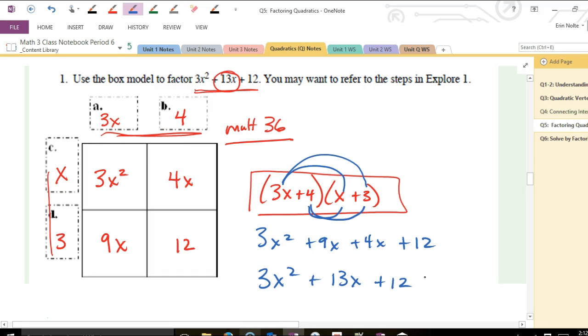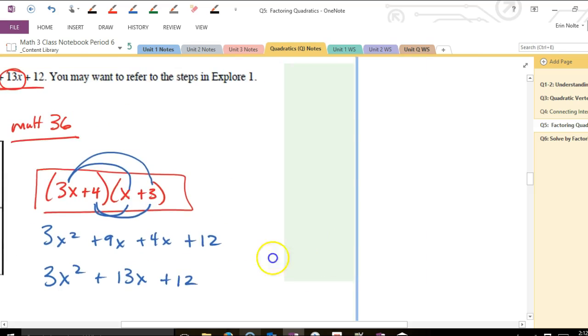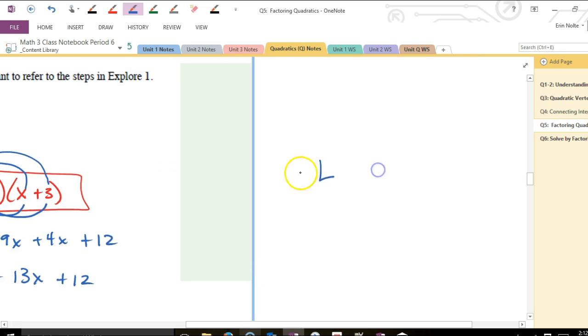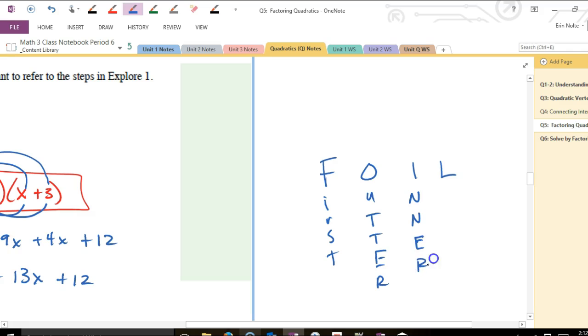How to FOIL? Do you want me to write it? Oops, that's an L. Don't write an L. FOIL. First. Outer. Inner. Last.